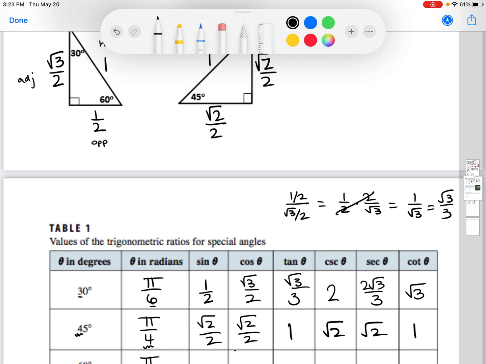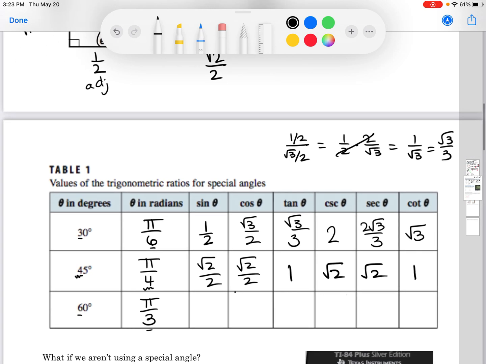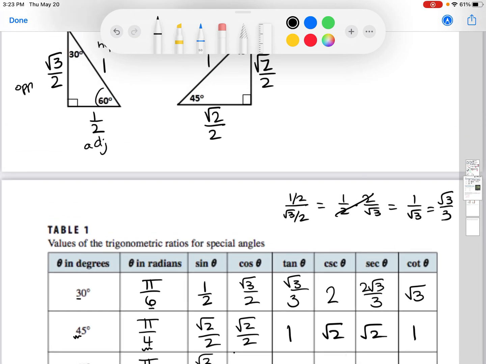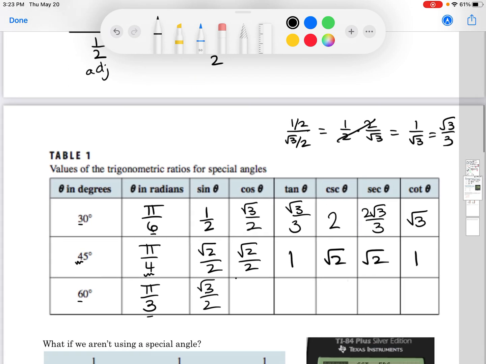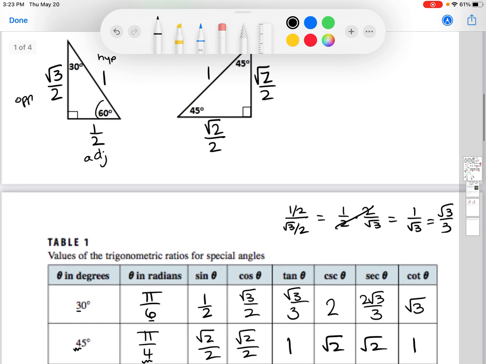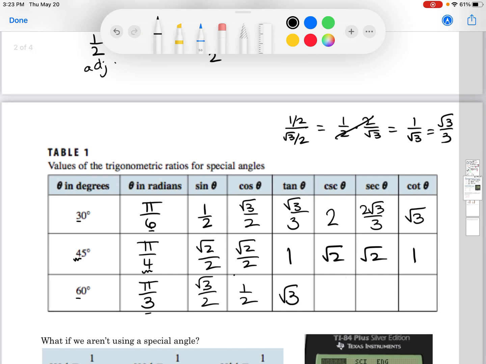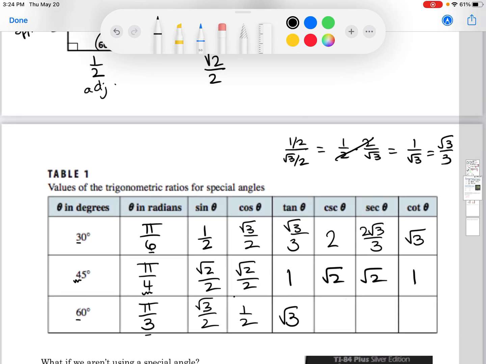Now the 60 degrees, again, we can get that just by switching which one is which. So the opposite and the adjacent are now switched. So now this is opposite 60 degrees, this is adjacent. So the opposite is root 3 over 2 over 1, or just root 3 over 2. Adjacent is 1/2 over the hypotenuse, 1, so just 1/2. All right, and then we'll have root 3 over 2 over 1/2, so that's going to give us root 3. And then I can just keep going, flip things over. I'm going to get 2 root 3 over 3, 2, and root 3 over 3.